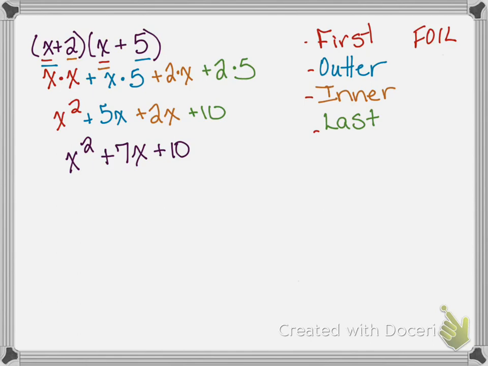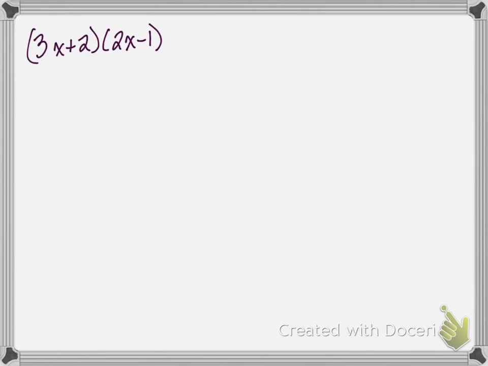Can we do the next one? Okay. We're going to use the same principle. First, outer, inner, and last. 3x times 3x. Whoops. I think I said 3x times 3x. It's 3x times 2x. Those are my first terms. My outer, 3x times negative 1.